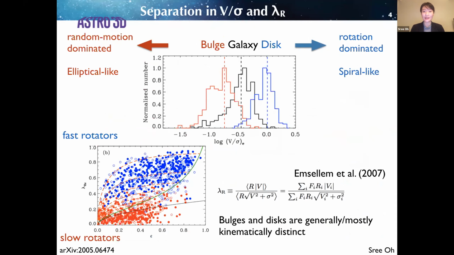First, I investigated the distribution of the two components in V over sigma and the lambda R spin parameter. Both V over sigma and the lambda R spin parameter show which one is dominant between random motion and rotation. Bulge and disk components are well separated in the distribution of V over sigma and lambda R, which quantitatively says that bulges and disks are kinematically distinct.